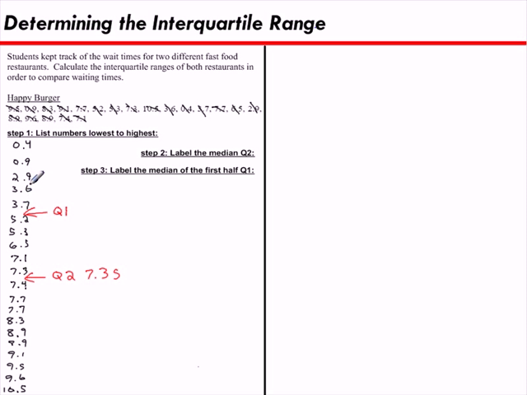Because now I have 1, 2, 3, 4, 5 to the top and 1, 2, 3, 4, 5 numbers to the bottom. So that's right smack in the middle. But I need to find the midpoint between 3.7 and 5.2. Well, if you remember, to find the midpoint, you just add the two numbers together and divide by 2. Like this.